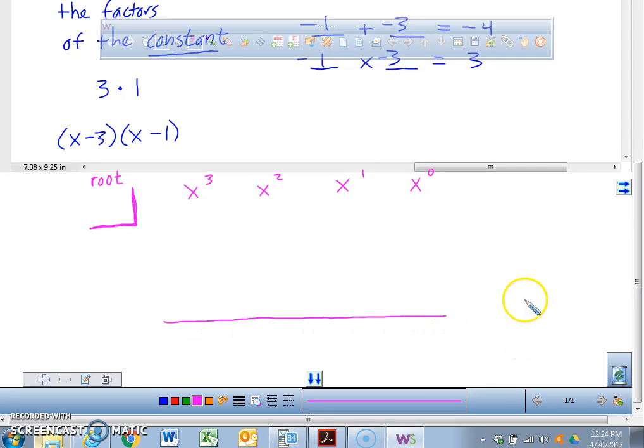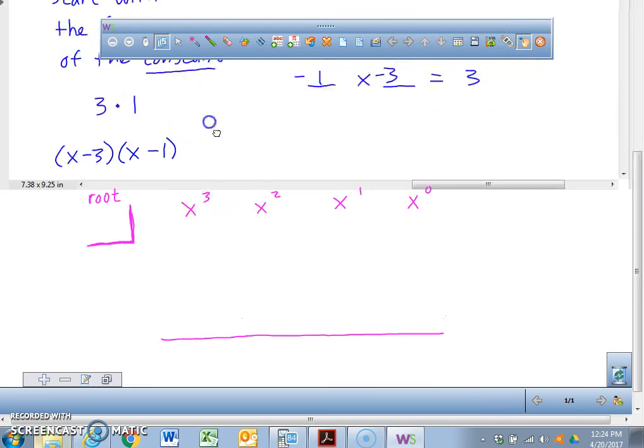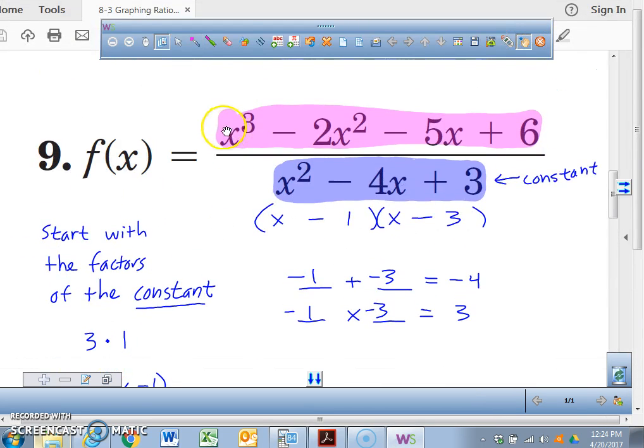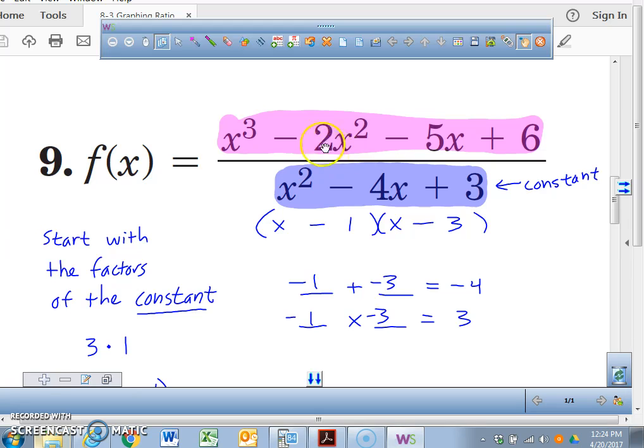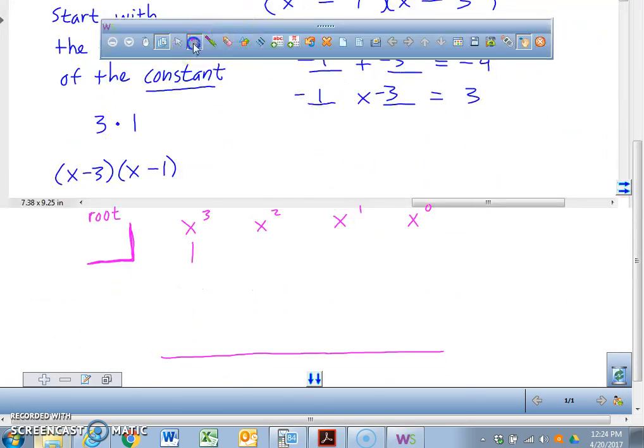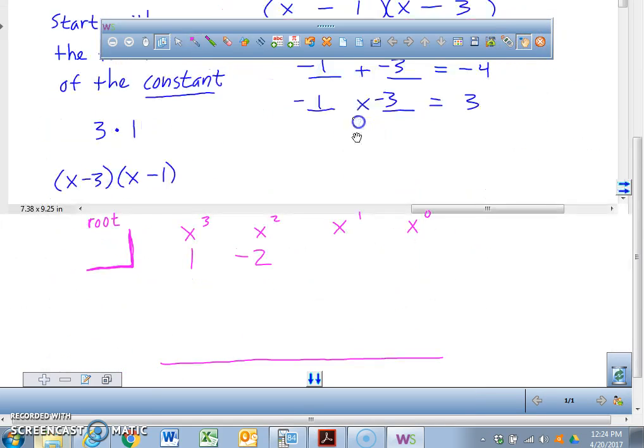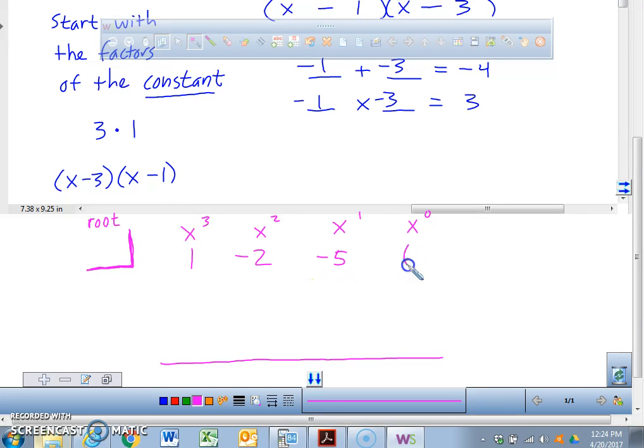Okay. Now, let's scroll up and think about how many x cubes we have. We have 1. So you're going to start with the number 1. Then you go over here, you've got negative 2x squared, so I'm going to write a negative 2. X to the first, we have a negative 5. And our constant at the end, I believe, is the number 6. So right now, we need to test either x minus 3 or x minus 1 and see if it's divisible into this polynomial. What do you guys want to do? You choose. X minus 3, x minus 1.